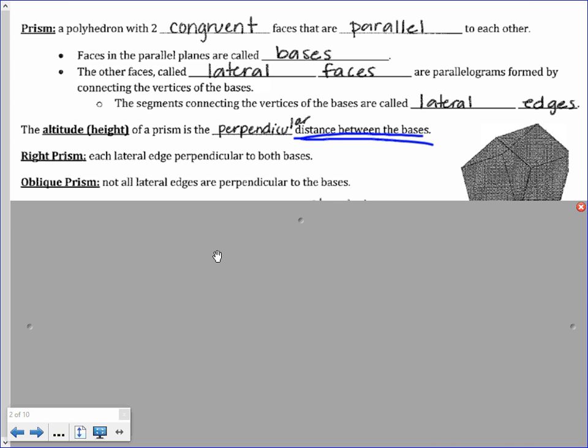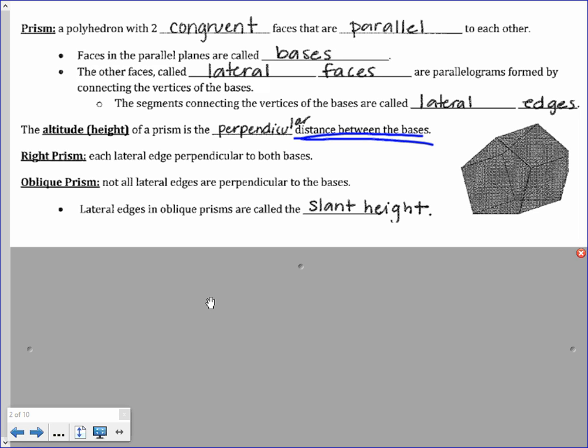And then we have two different prisms called a right prism and an oblique prism. A right prism stands straight up and down. Its lateral edges are all perpendicular to your bases, and an oblique prism is where it is slanted. On those oblique prisms, you have what's called a slant height. Because you have slanted sides, it would be the height of those sides.